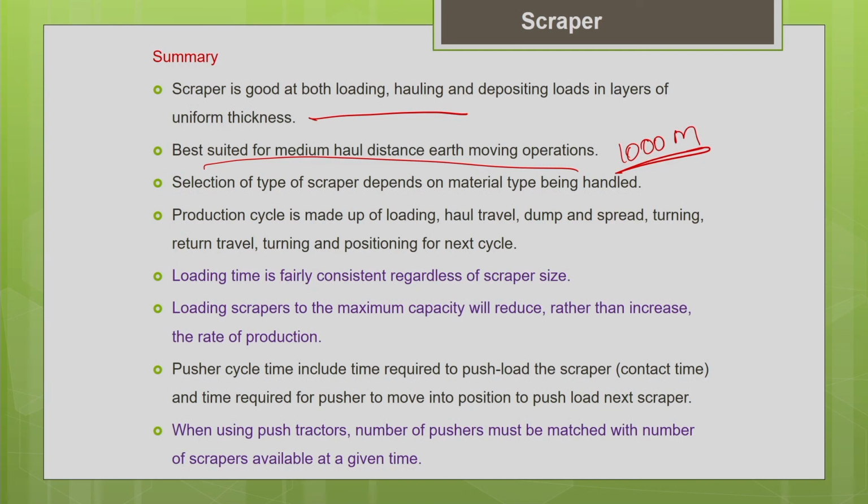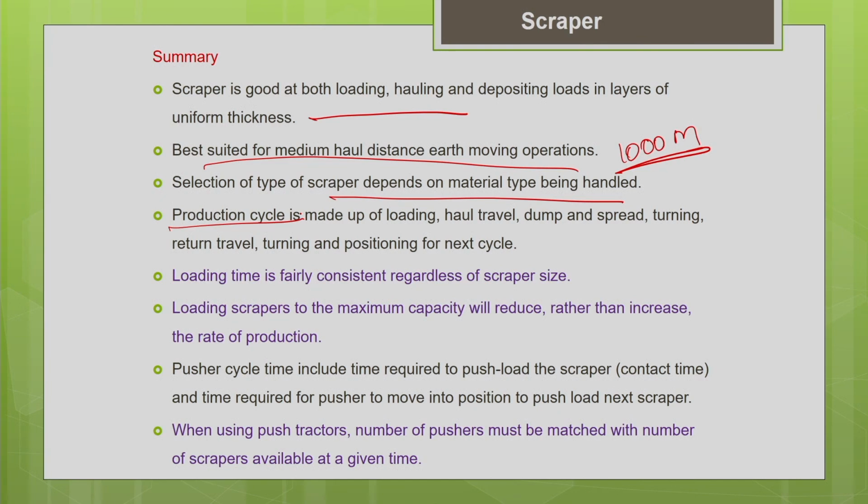And there are different types of scraper. The selection depends upon the type of material. So we have even discussed the chart which shows the zone of classification of the type of scraper with respect to the material type, okay. And we know what all the components of the production cycle are. It's made up of loading, haul travel, dumping, spreading, turning, okay, return travel, again turning, okay. So you have turning in the fill area as well as in the cut area, and then maneuver position for the next cycle. Okay, all these things make up the production cycle of the scraper.